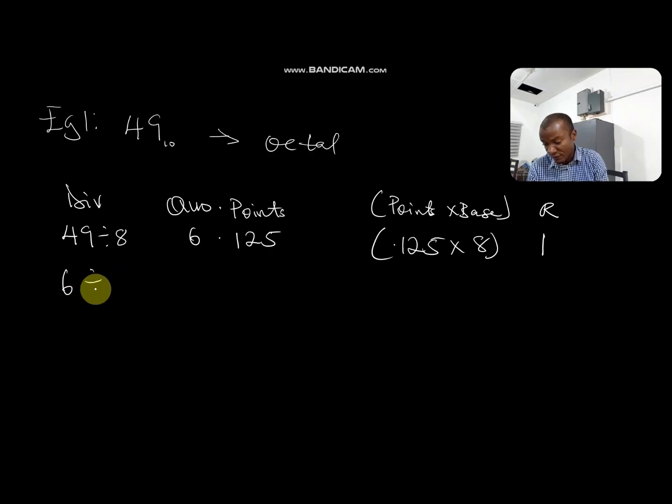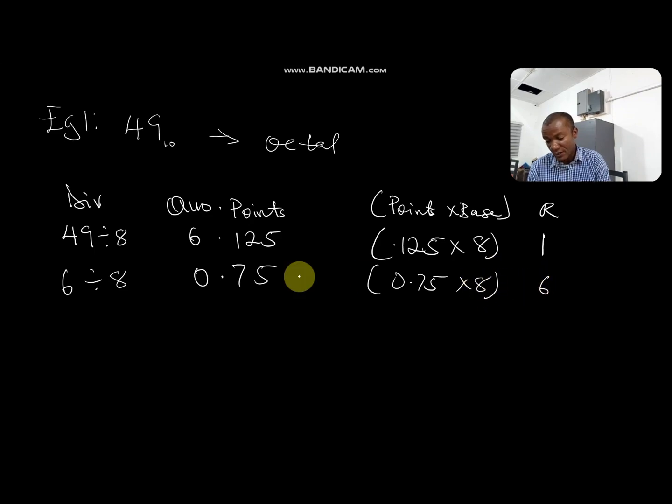So 6 divided by the base again, which is 8, I will get 0.75. To get my remainder, 0.75 times the base, which is 8, and this will give me 6. Now anytime you have 0 as your quotient, you end it there, then you read your answer upwards. So my final answer is 61 base 8.